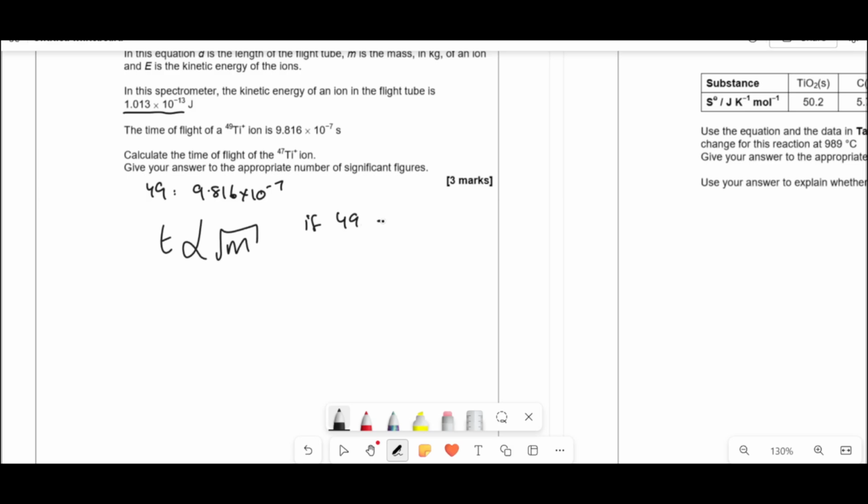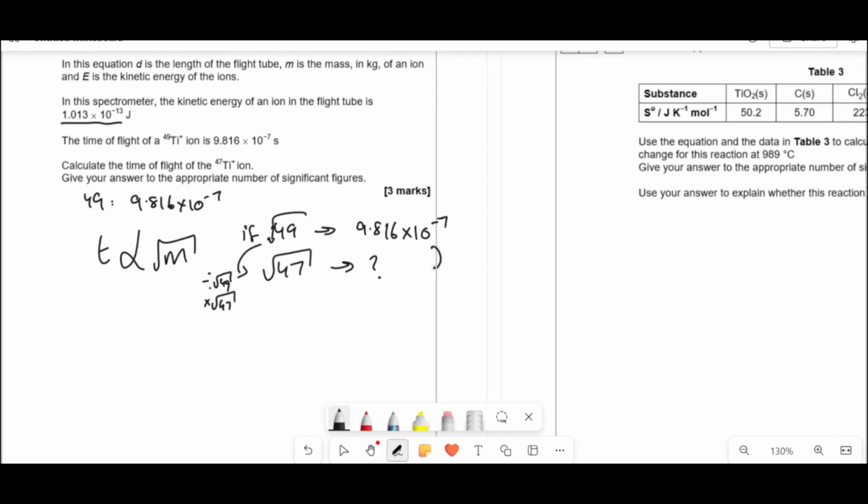So if 49 gave us 9.816 times 10 to the minus 7, then we're going to 47. Now, remember that this is like the square root of 49, and this is the square root of 47. So if we're going down to this, we're really dividing it by the square root of 49 and then timesing it by the square root of 47, right? In this case, we do the same thing here. We divide it by the square root of 49 and times it by the square root of 47. If we do that, we end up getting 9.6135 times 10 to the minus 7 seconds, or roughly 9.614 times 10 to the minus 7 seconds.